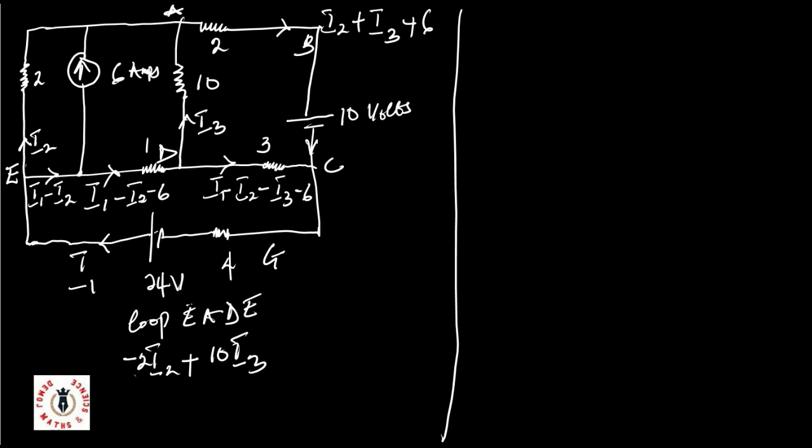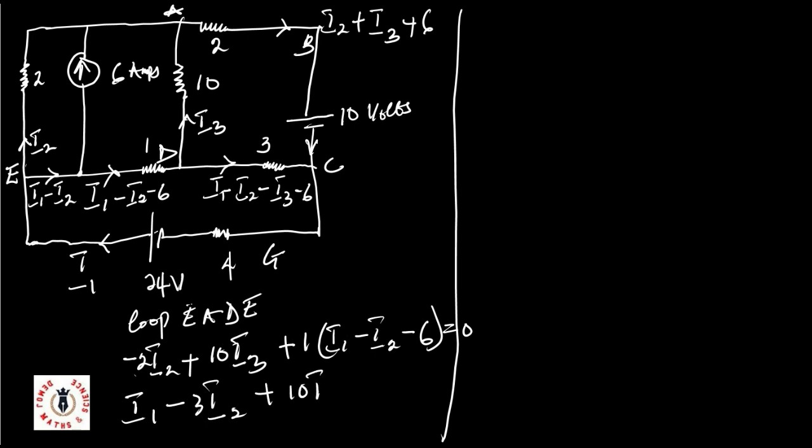Now again, I'm going against the direction of the current, so it becomes plus 1 into I1 minus I2 minus 6 equals 0. So let's expand. Opening the brackets, I'll be left with I1, then minus 2I2 minus 1I2, that's minus 3I2, and plus 10I3 is equal to 6. I have minus 6 here, obviously it comes to the other side, becomes plus 6. And this is my equation 1.